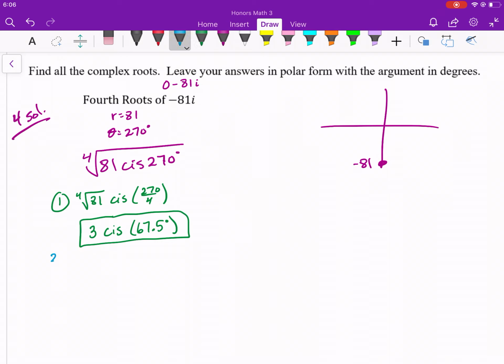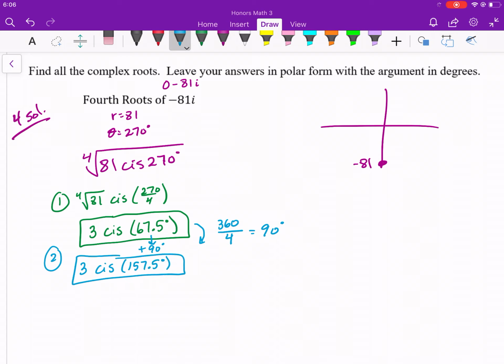Now, remember, we have 4 solutions we need. So we need to split our full circle of 360 degrees into 4 equal parts. So we're going to add 90 to each one. So our second solution would be 3 cis and then 157.5 degrees. Boom. Then we do our next one, third solution.